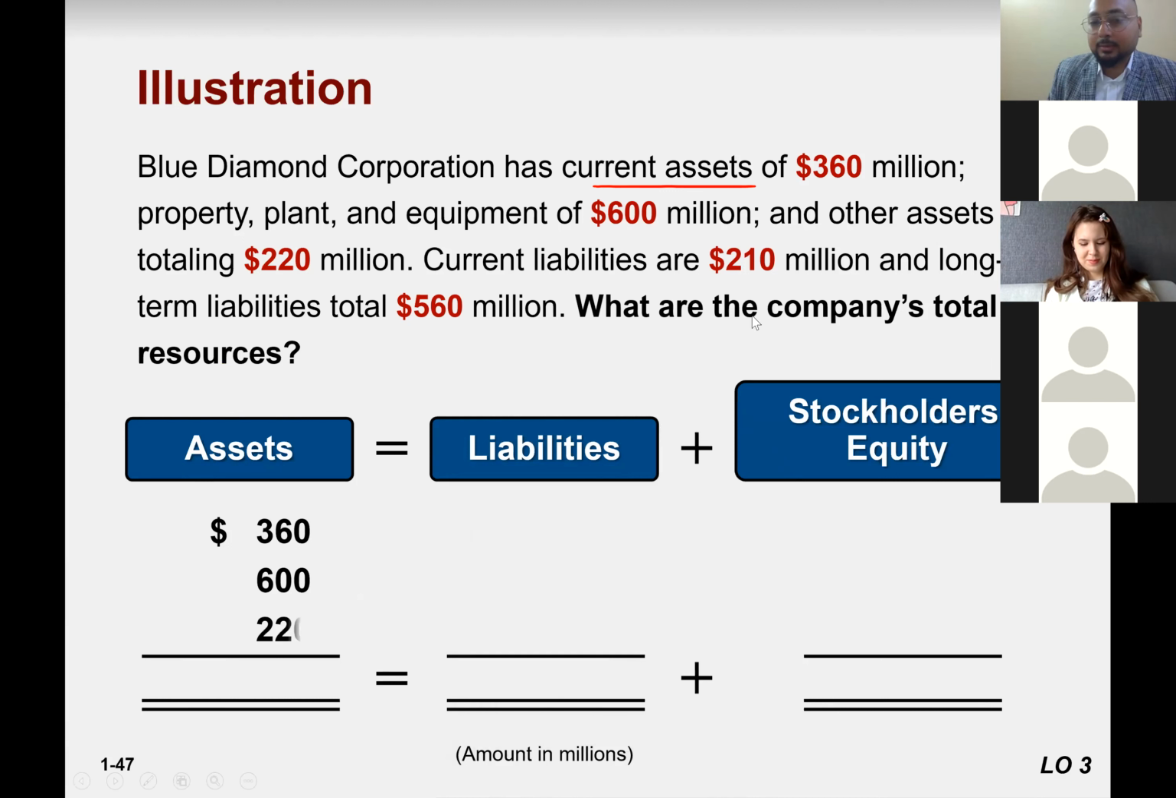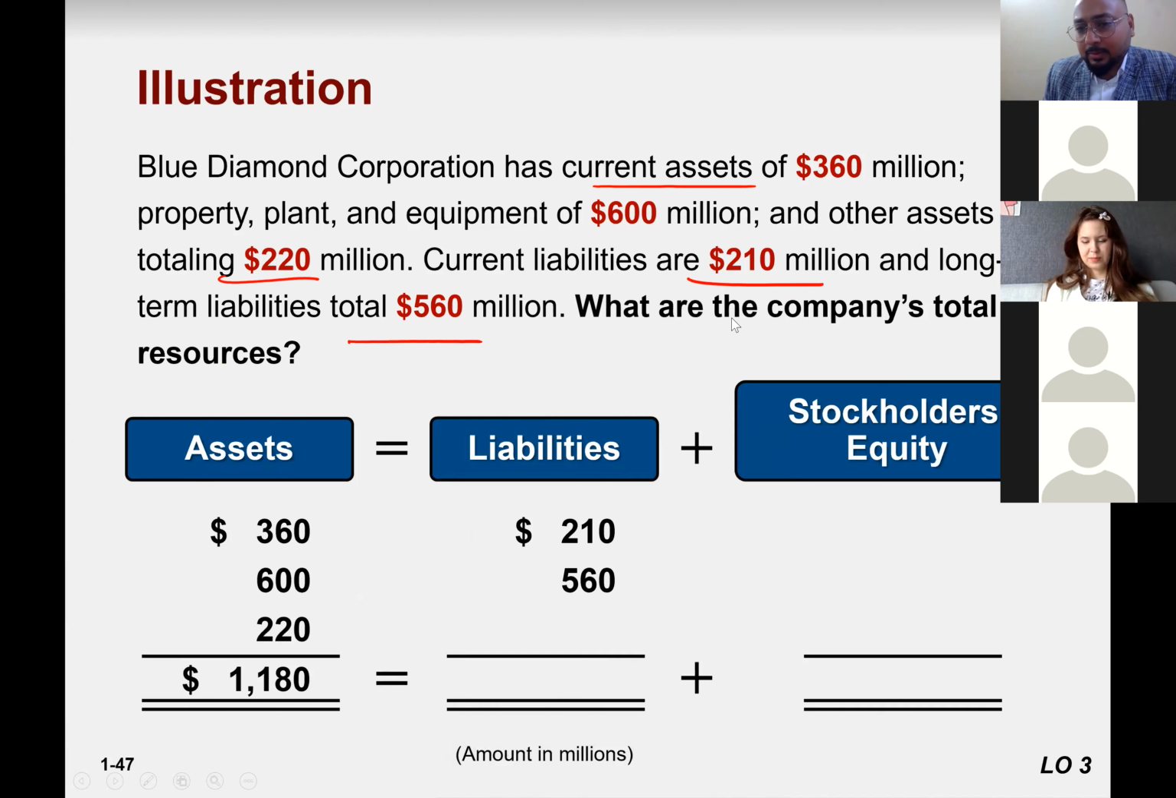Current liabilities, sorry, other assets, we do have other assets, 220 million, so we add it up. So our total assets are going to be $1,180 million. On the other side of the equation, the right hand side, 210 is our liabilities, 560 is our long-term liabilities. Is this the total amount? Does our equation balance? No. It means the difference is going to be owner's equity.